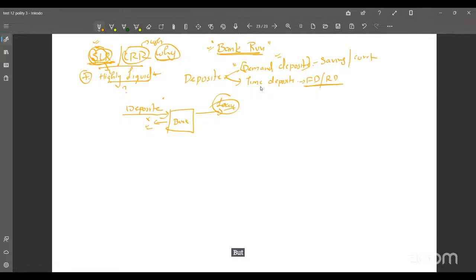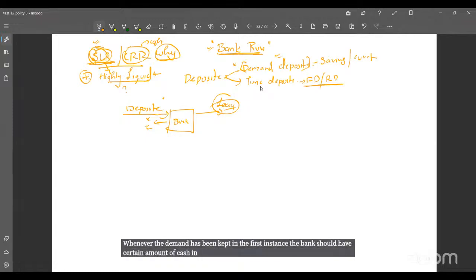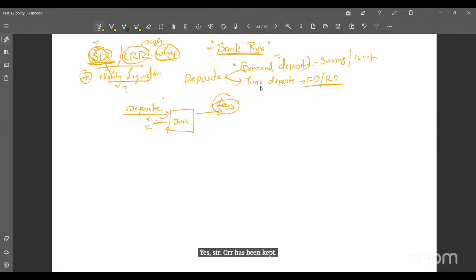If you don't repay them, if they demand for their money, அப்போ whenever the demand is being kept in the first instance, the bank should have certain amount of cash in liquid form so that they can pay it to the people. It's going to come back. சரிங்களா? அப்படி இருக்கும் போது certain amount has to be kept in a liquid form. அதனாலதான் SLR and CRR is being kept. This liquidity need to be maintained.